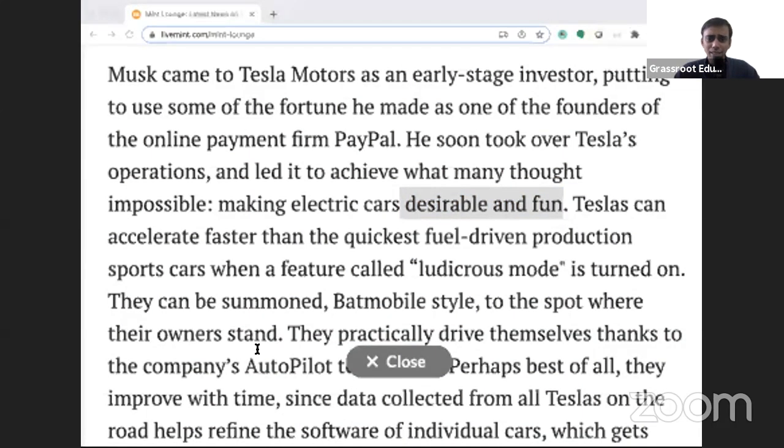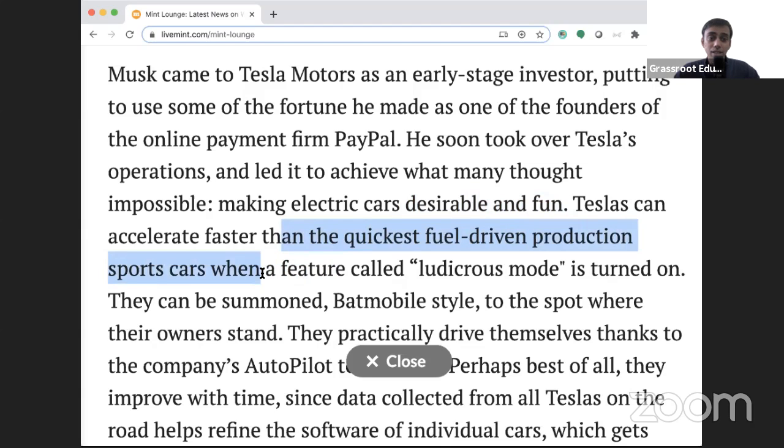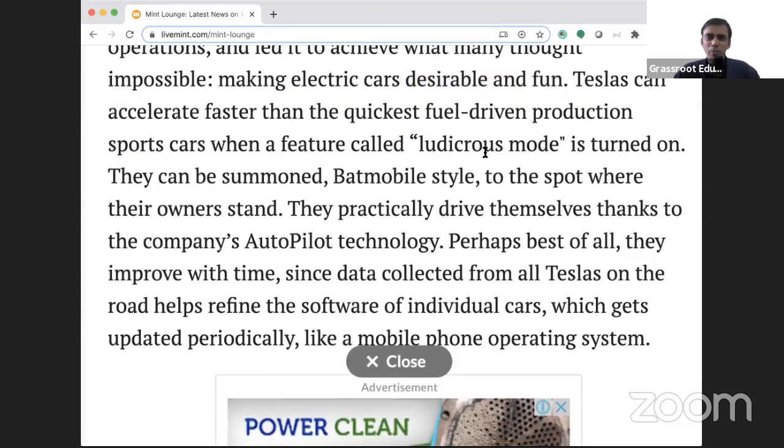Okay, let's keep going. Tesla can accelerate faster than the quickest fuel driven production cars when a feature called ludicrous mode is turned on. What's the meaning of the word ludicrous? When a feature called ludicrous mode is turned on, what do you mean by the word ludicrous? Ludicrous means ridiculous. Okay, ridiculous.